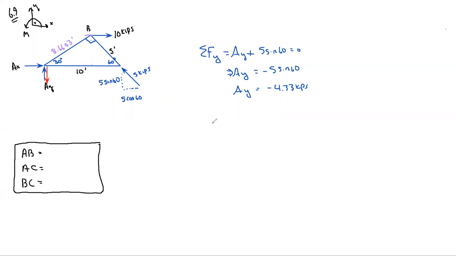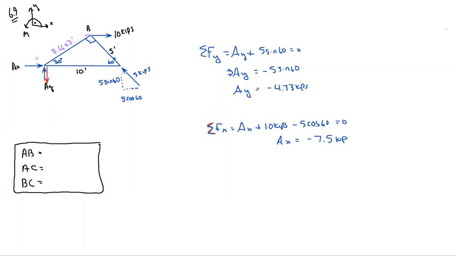There we go. Summation of the forces in the X direction equal AX plus 10 kips minus 5 times cosine 60, where 5 cosine 60 is the X component of the reaction at point C. If we solve for AX, we get AX is equal to negative 7.5 kip. Negative 7.5 kip indicates that I have the direction incorrect.